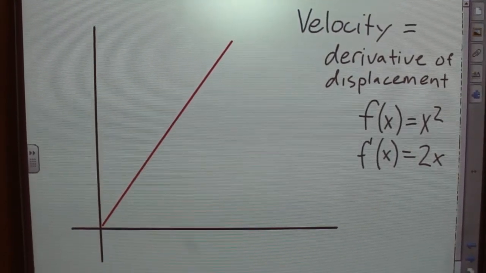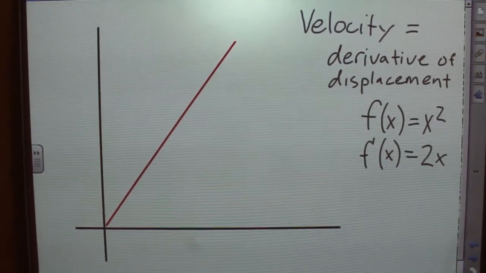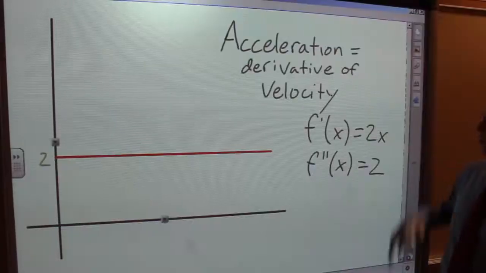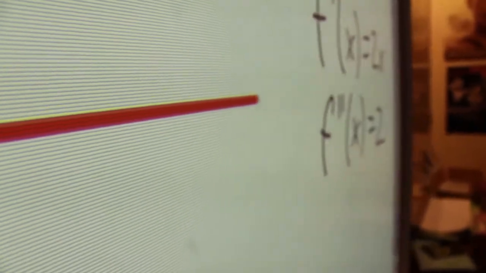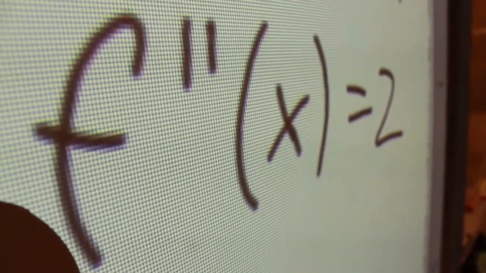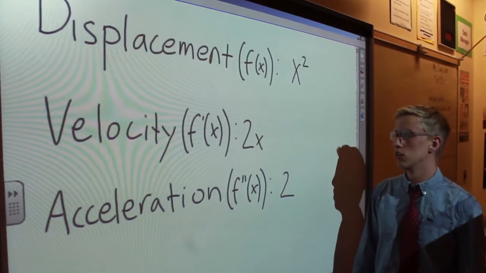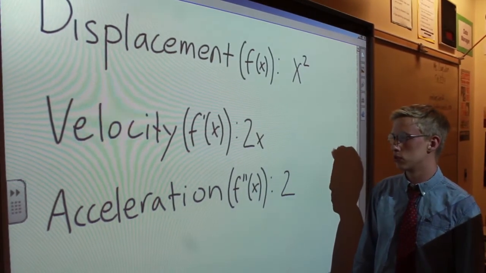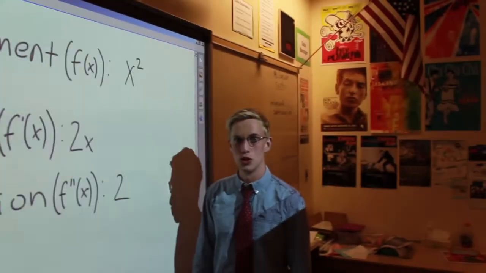The lobster's velocity is the derivative of his displacement. So if his displacement is f of x equals x squared, then his velocity is f prime of x equals 2x. His acceleration is the derivative of his velocity. So if his velocity is 2x, then his acceleration is 2. Now, to summarize, the displacement is f of x equals x squared, the velocity is f prime of x equals 2x, and the acceleration, f double prime, equals 2.